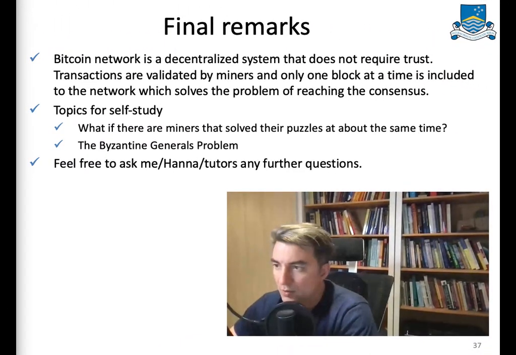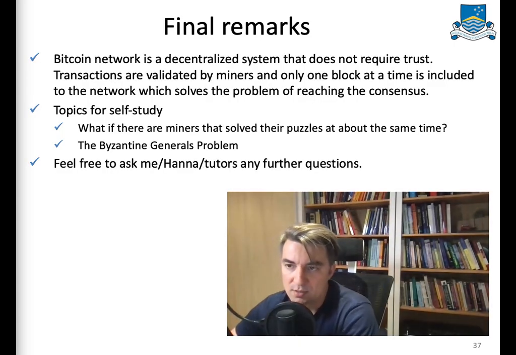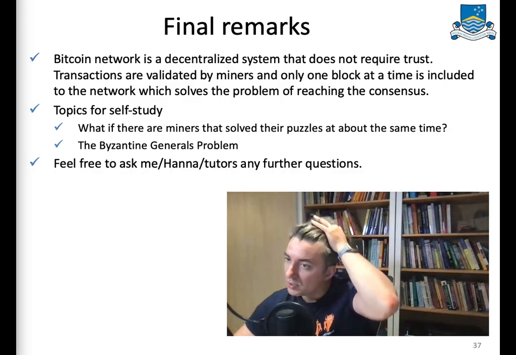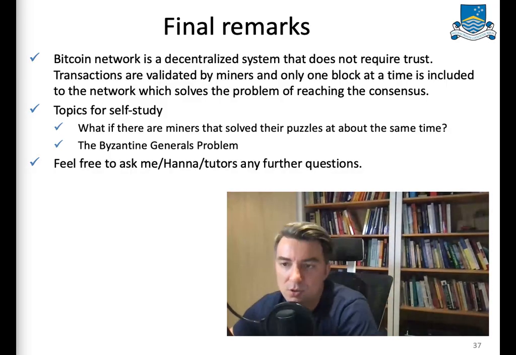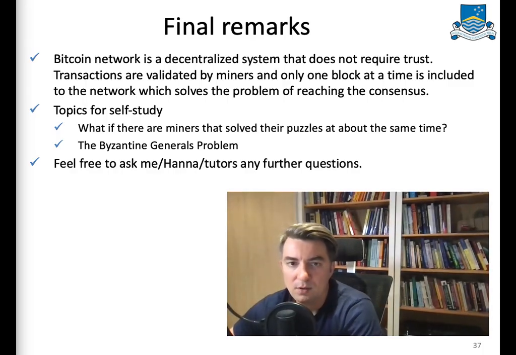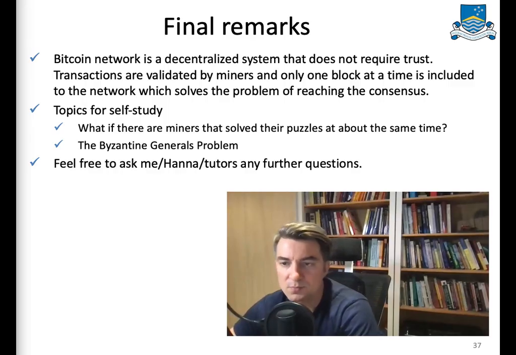We reached the end of the invited lecture. Some final remarks are that the Bitcoin network is a decentralized system that does not require trust in peers. Transactions are validated by miners, and only one block at a time is included to the network, which solves the problem of reaching the consensus. But also it's important to keep in mind that I skipped some details due to limited time. However, the main concepts of blockchain technology have been covered in this lecture, and you should have some ideas.